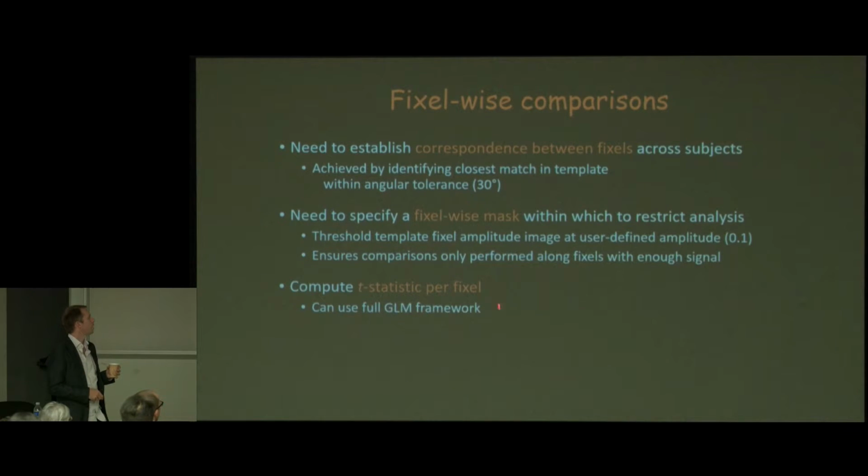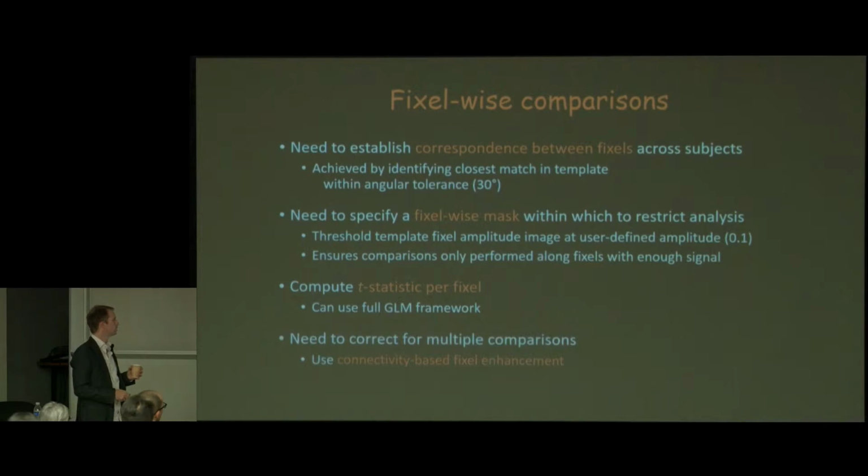At that point, we can start looking at t-statistics per fixel. We've got a measure for each fixel across all subjects, and it's just plugging them into a general GLM framework to get a t-statistic out of this. You can plug what you want into the GLM, and it can be a correlation analysis. It can be whatever you want at that point. I'm not really going to talk about exactly how you might do this, but it's a fairly standard framework.